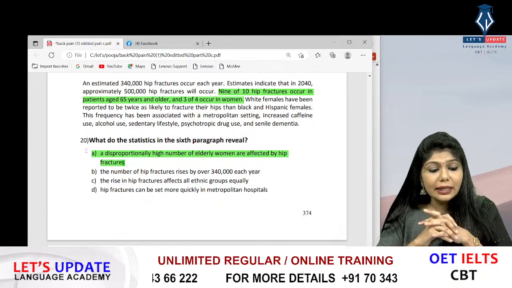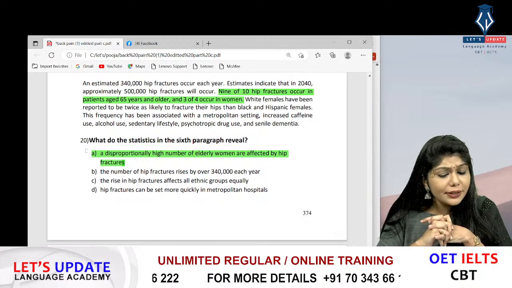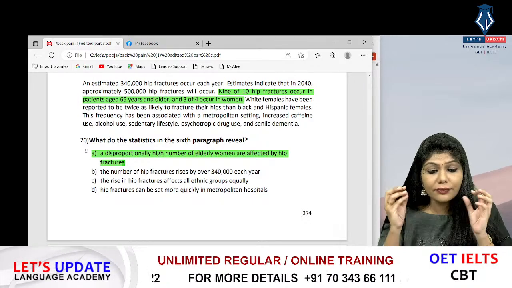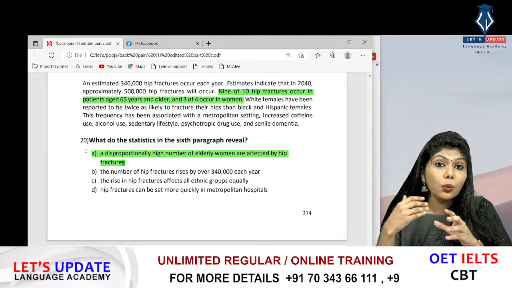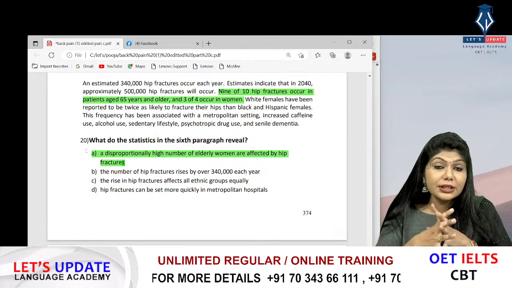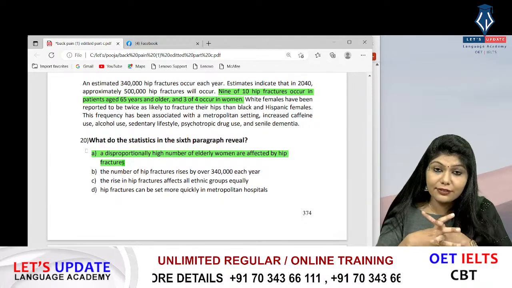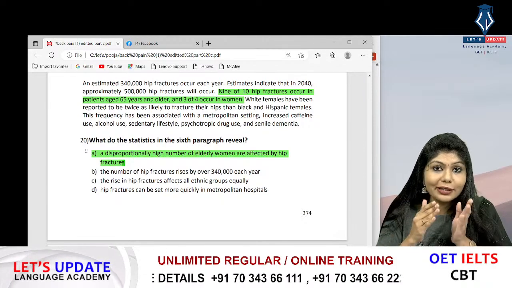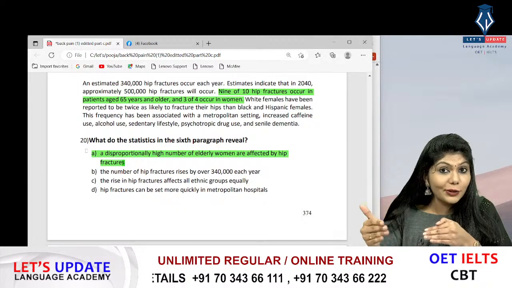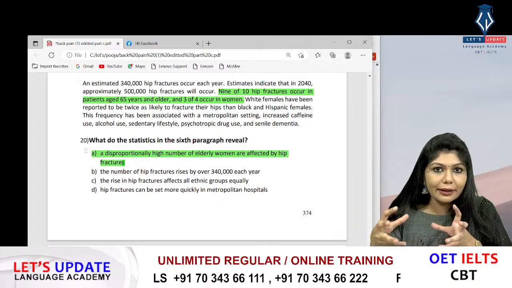And C, the rise in hip fractures affects all ethnic groups equally. No, because they are saying that white females are reported twice as likely to fracture their hips than the other kind of population, which is the black and Hispanic females. So that means it does not affect all ethnic groups equally, because there are differences.